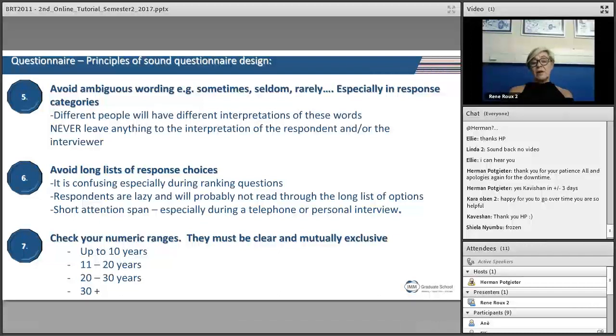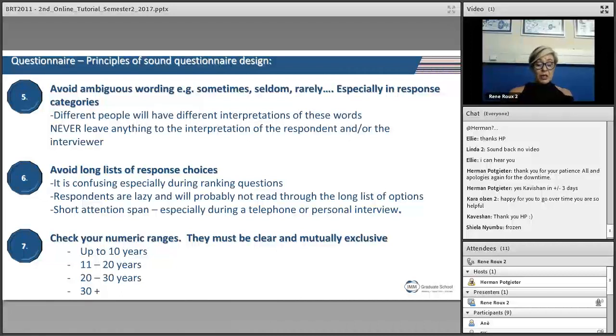Avoid long lists of responses. So if you ask a person to choose which countries they would like to visit, and you give them a list of 100 different countries, it's going to take them ages, and they're going to end up just ticking some just to make you happy.